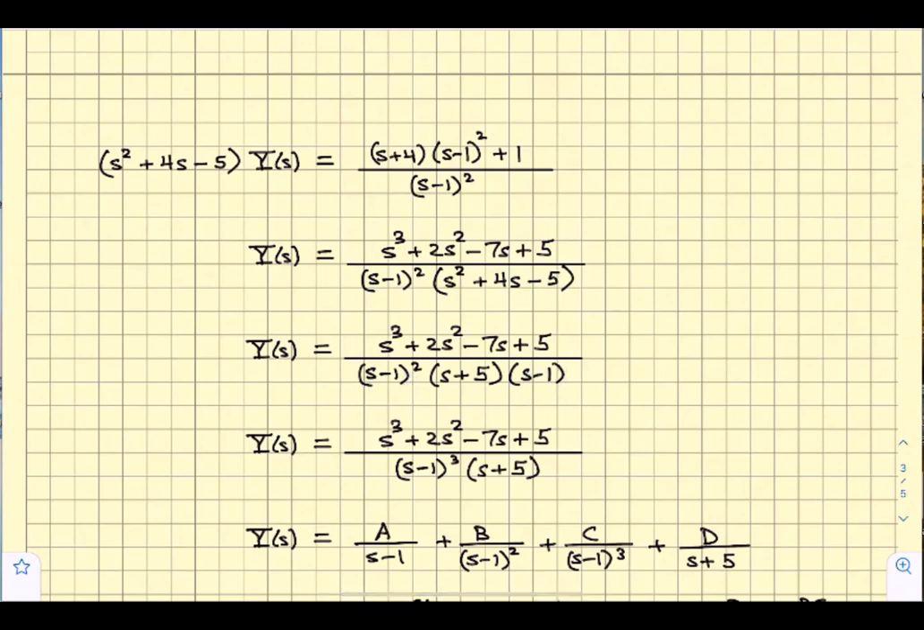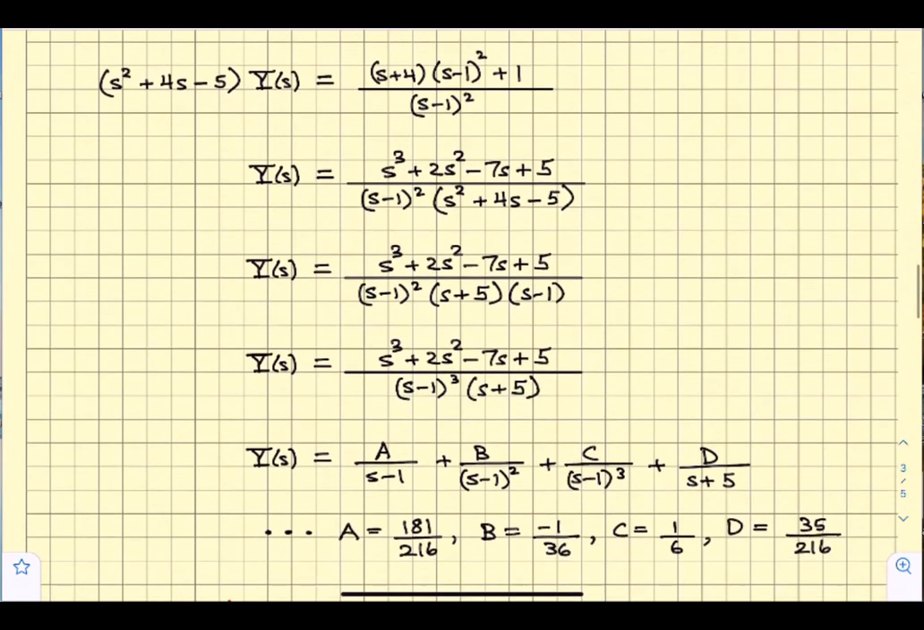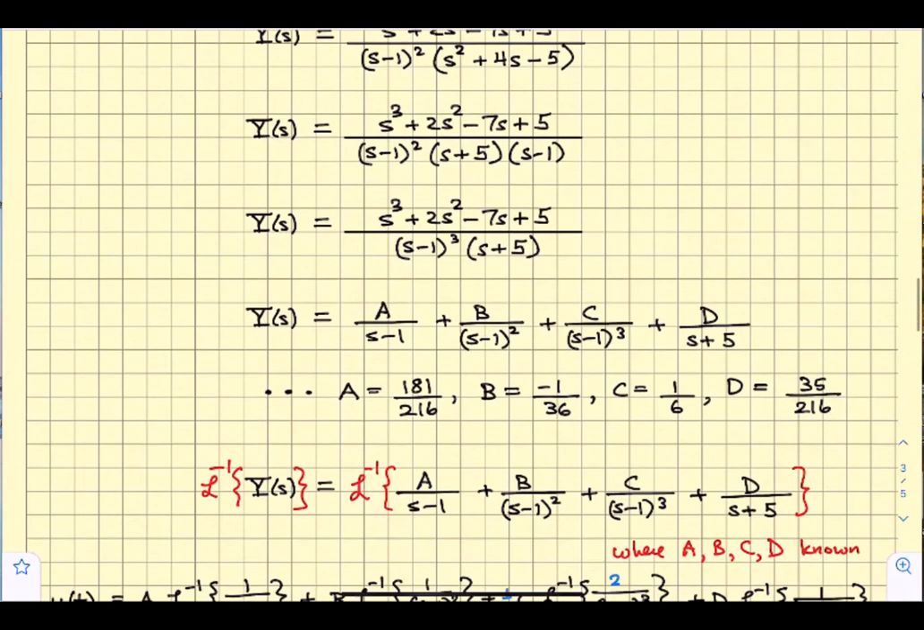Well, why don't we consolidate these two into here? So I see that I have a repeated linear factor, s minus 1, with a multiplicity of 3, and I have a distinct linear factor, s plus 5. So I'll go ahead and do the partial fractions.